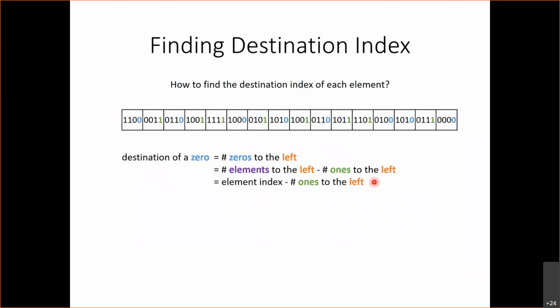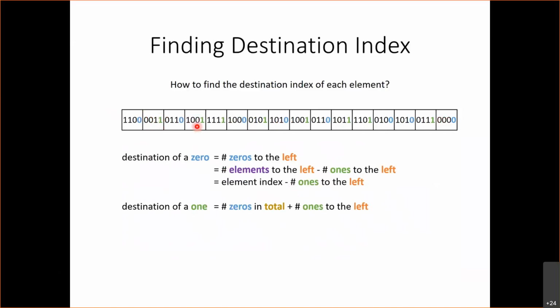Okay, now let's look at the destination of the ones. The destination of a one is going to be the number of zeros in total plus the number of ones to the left. So for example, if we look at this one over here, where is this one going to go? Well, this one is going to go after all of the zeros. What about this one? This one is going to go after all of the zeros and this one over here. So the destination of this one is the total number of zeros, because we're going to put all the zeros first, and then we're going to put this one, and then we're going to put this one.